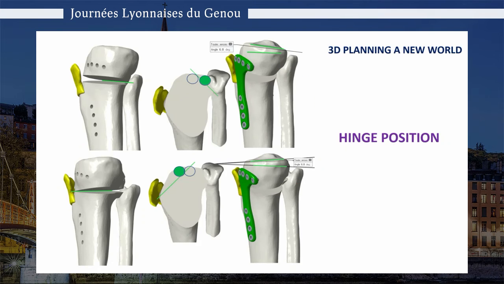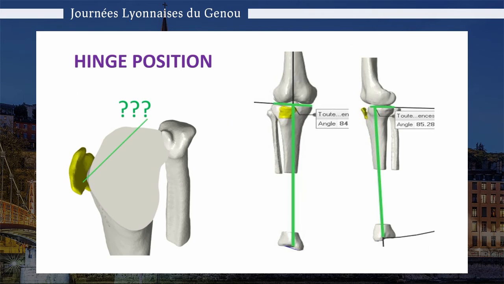The second point, which is very important to avoid any slope change, is to define a correct hinge position. If you want to correct the slope, for example, if you want to increase the slope, you need to have an anterior hinge. If you want to reverse the slope, you need to have a posterior hinge, which is, of course, obvious, but it's not so easy when just defining this point with a saw.